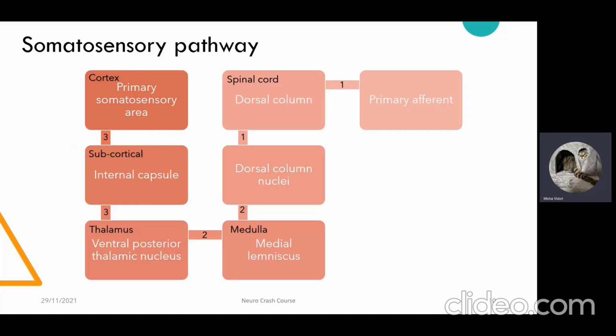We need to know a brief bit of anatomy here about the somatosensory pathways. So how do we get from where we're picking up the sense to our brain? Our primary afferent, which is any receptor, say a mechanoreceptor, detects a stimulus and will send an action potential via the primary afferent, or the primary neuron.